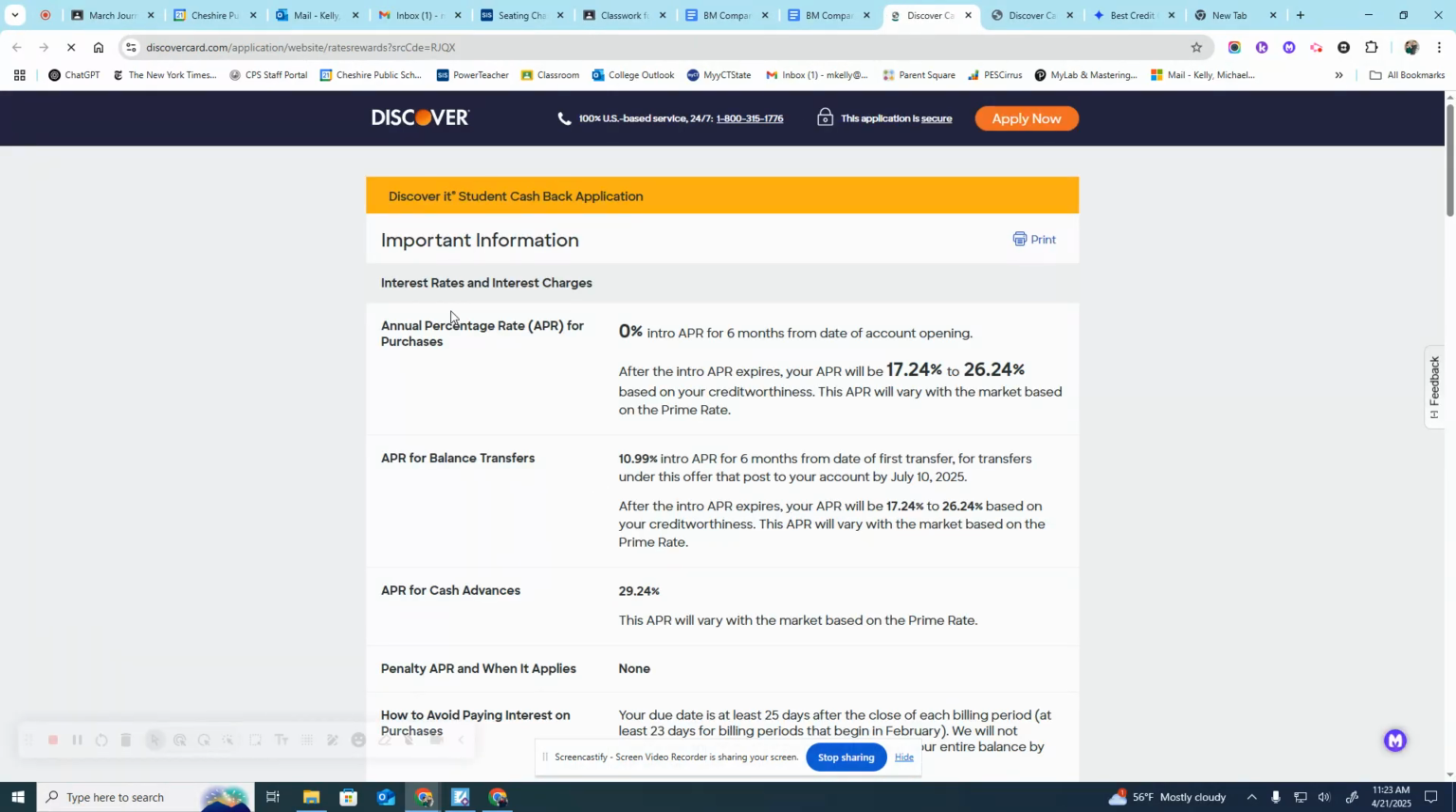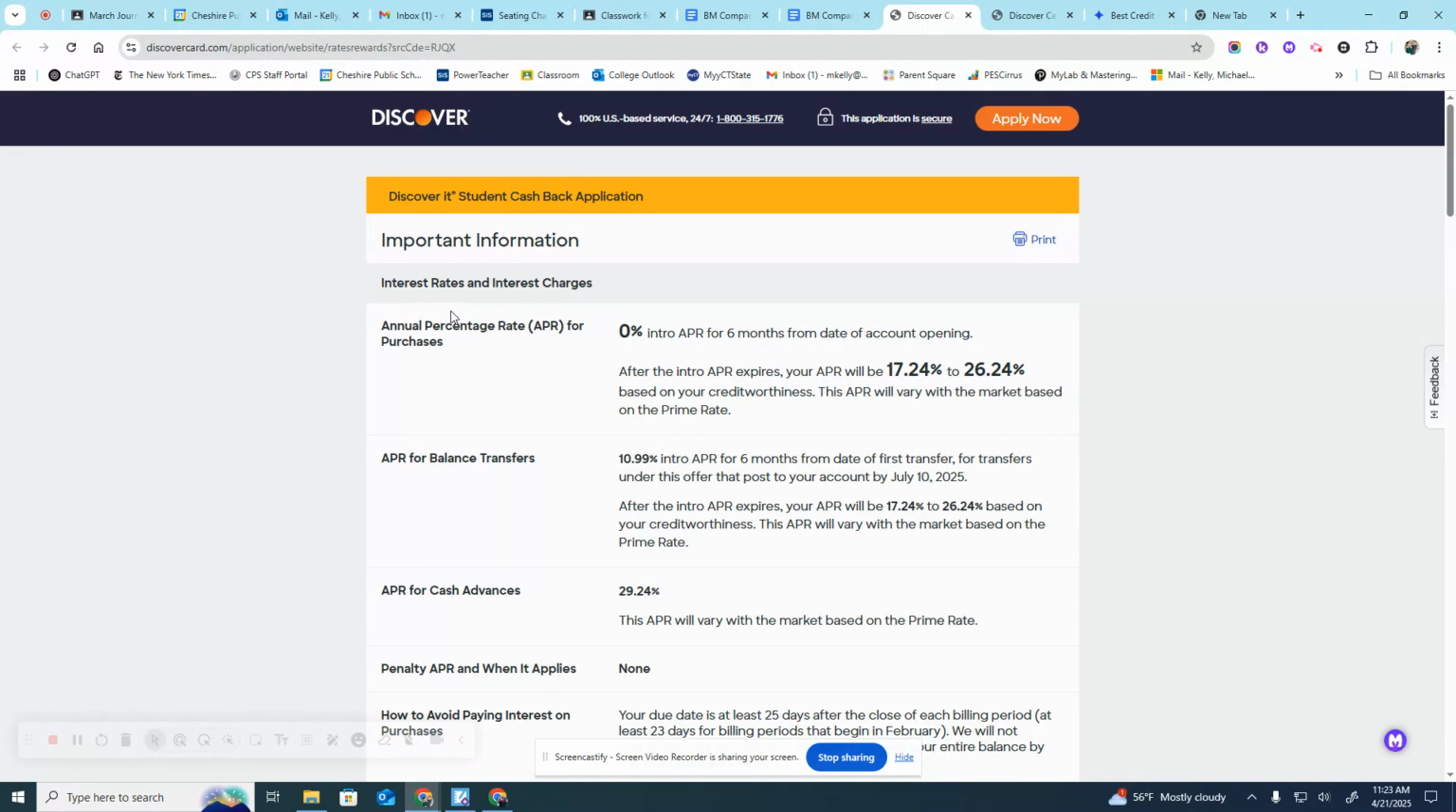It tells you what the APR is. In this case, it's 0. It's an introductory rate for 6 months after opening up the account. Thereafter, it's between 17 and 26%. The reason for the difference in those two numbers is that somebody with 17% needs really good credit. And if you have poor credit, you're going to be north of 26%.